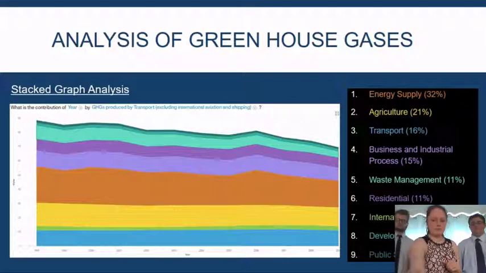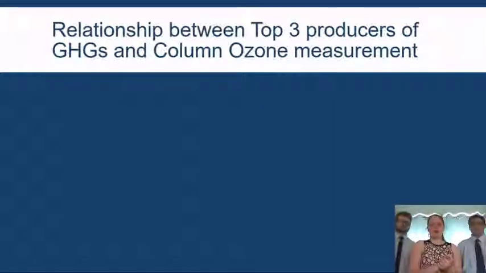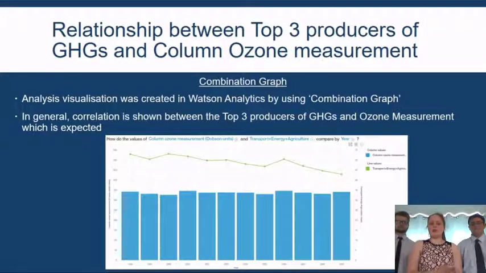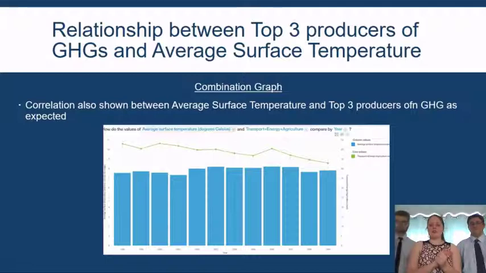The next analysis we performed was looking at the relationship between the top three producers of greenhouse gases and the column ozone measurement. The graph we used for this was a combination graph. We thought this suited better so we could see both of the data sets quite clearly, and a correlation is shown in general between the top three producers of greenhouse gases and ozone measurement, and this is to be expected. The next one we did was the combination graph around the top three producers and average surface temperature, and a correlation is slightly shown between those, which is to be expected.